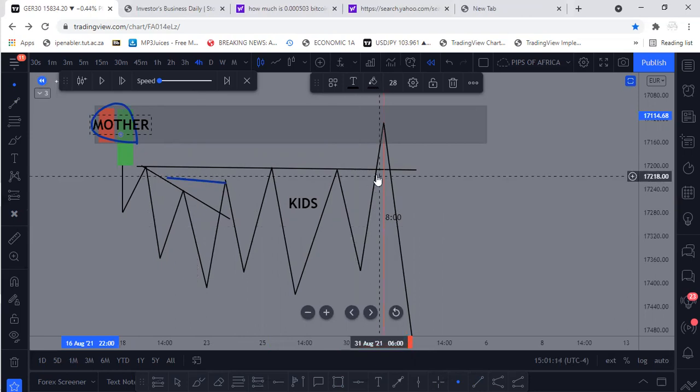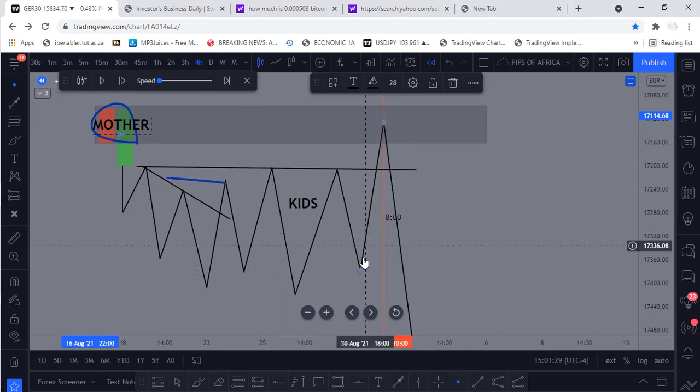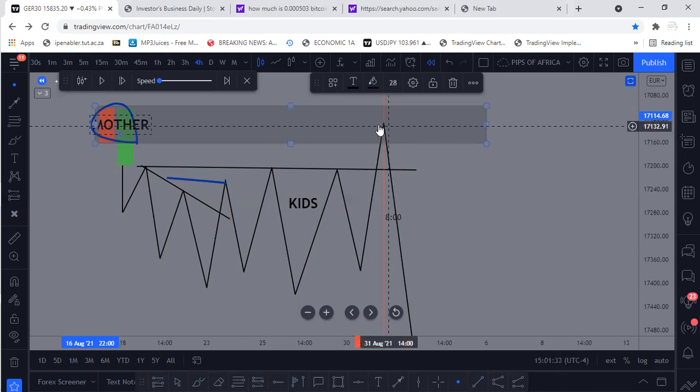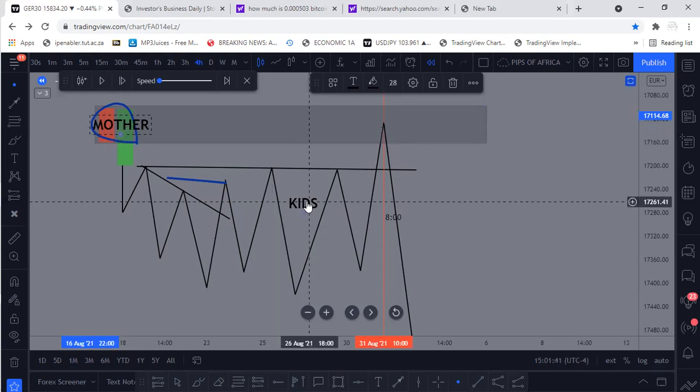At 8 a.m., the kids will be hungry by that time. They'll go back and eat, because the mother will be busy cooking while the kids are playing outside. And then after this, the kids will be going back to their mother. Mother is an order block. So I'm just making an example. I'm referring to the order block as the mother and the consolidation as the kids, right?